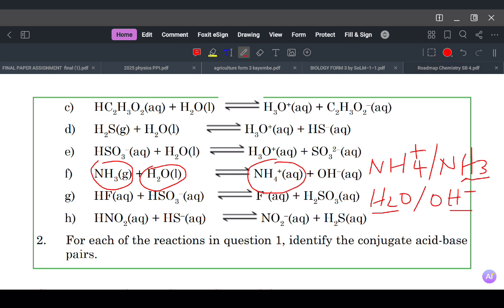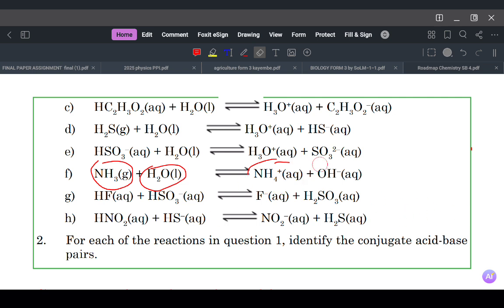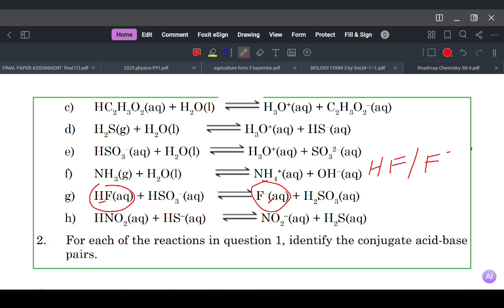And lastly, for G, we have hydrogen fluoride, HF, and the F. So HF has 1 hydrogen, while this one has none. That means the pair will be HF stroke F-.